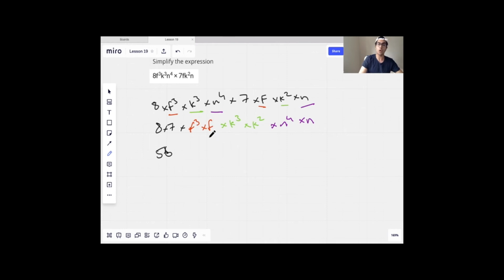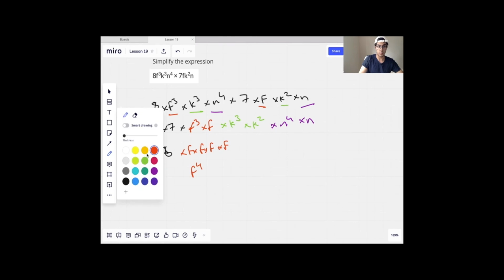1, or if we want to think about this, f cubed is the same thing as saying f times f times f, so i.e. f times f times f, and then times by f again. Well, that will just be f to the 4, right? So we can just write that as 56 f to the 4. Sorry, that should actually be a bit closer together, so let me rub that out.